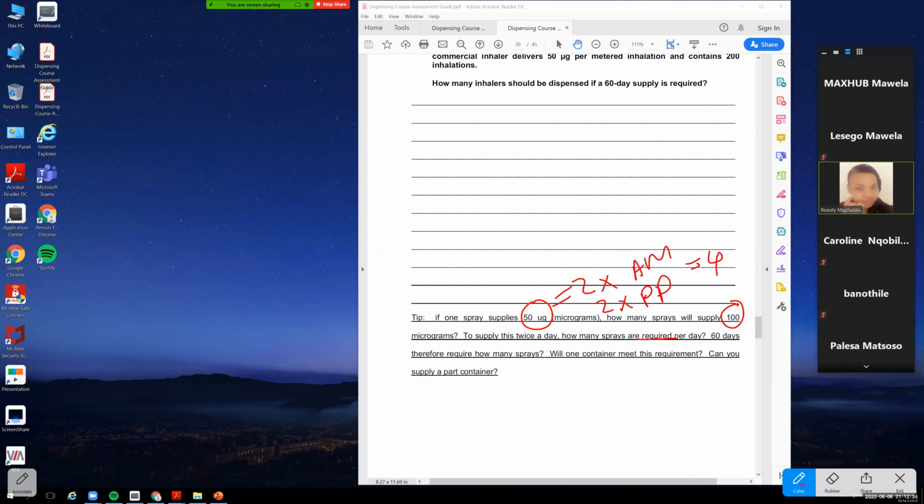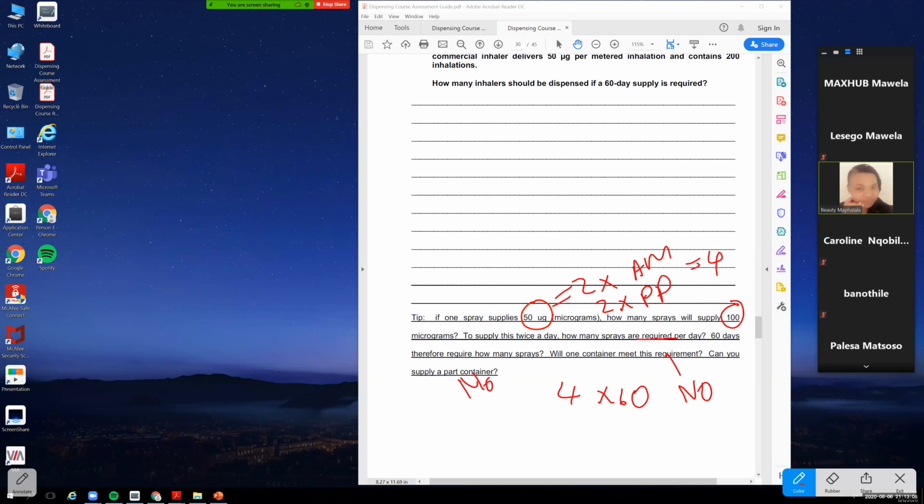So for 60 days, the patient would require how many sprays? It will be 4 sprays times 60 days, right? And then will one container meet the requirements? No, right? Can you give a supply of a part? Remember we said the patient needs 12,000 inhalations, but the system is only able to give the patient 10,000. So you cannot say I'll give him 1.5. You can't give. So the answer here is no.